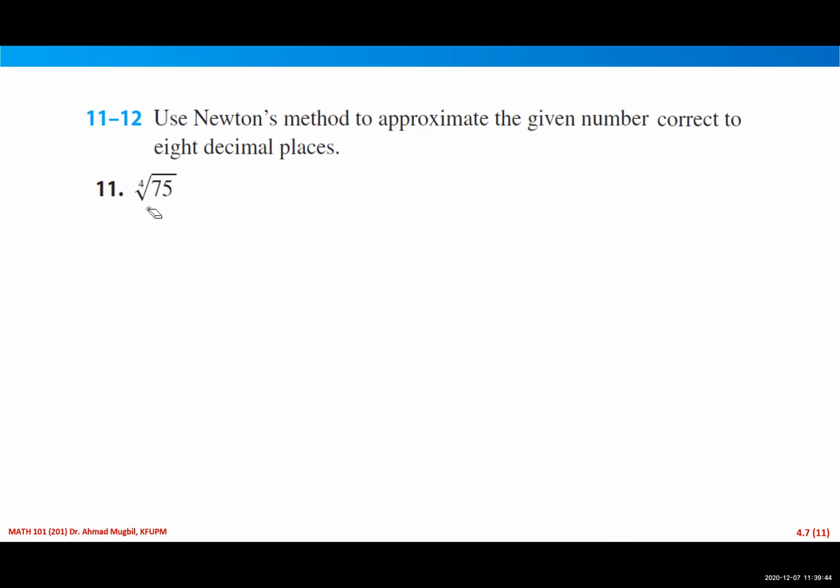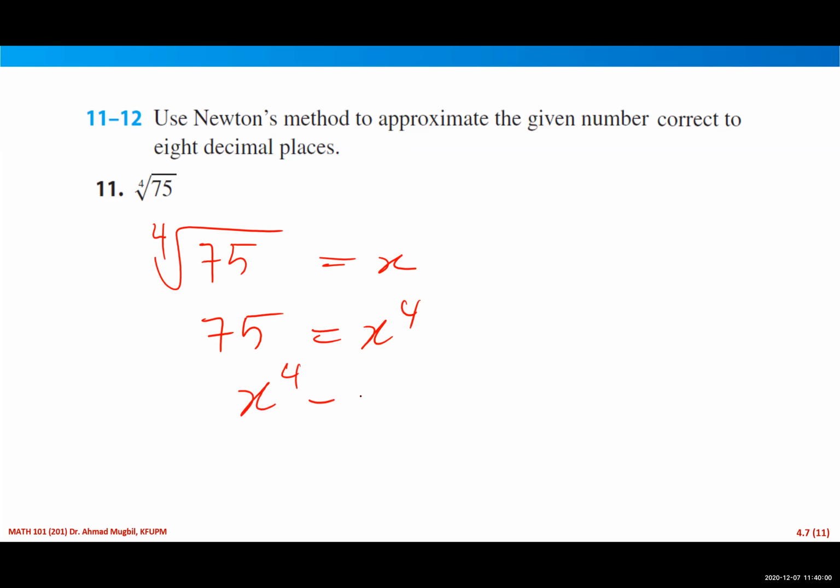Now, this one, Shabab, we don't know what it is. So let's call it x. Then take the fourth root, raise both sides to the power 4. So what will you have? You will have x to the power 4 equals this. Now this is your function. This is the function that you want to maximize or minimize, to find the fourth root.